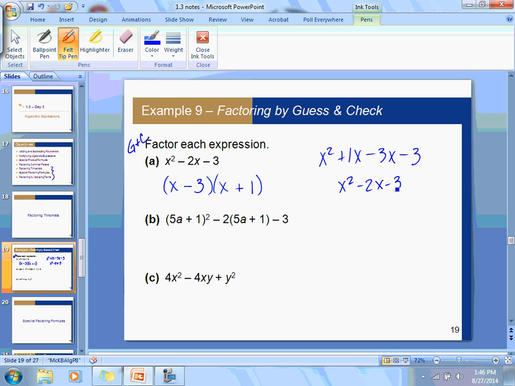So this factoring is where you're basically changing addition and subtraction into multiplication. So I took that trinomial and I found the two binomials that you would have to multiply together to get the original trinomial.